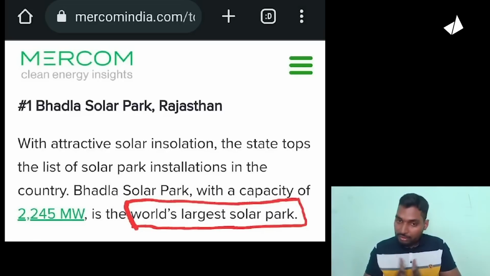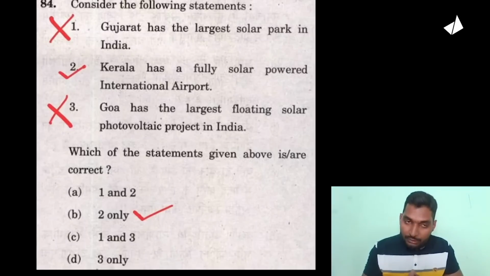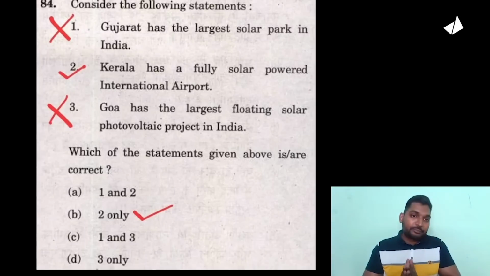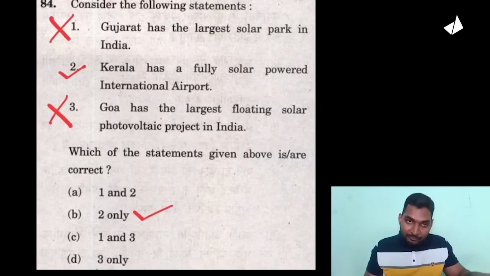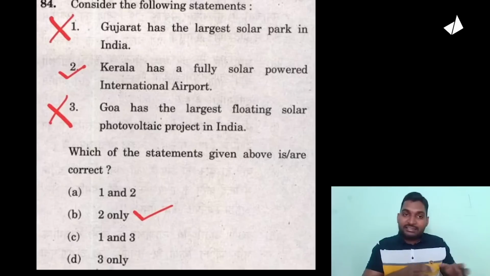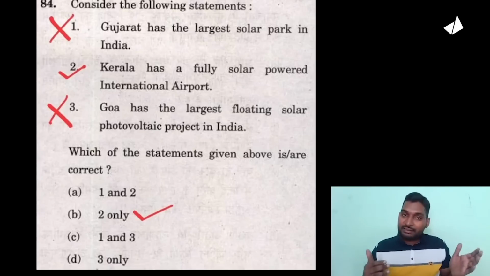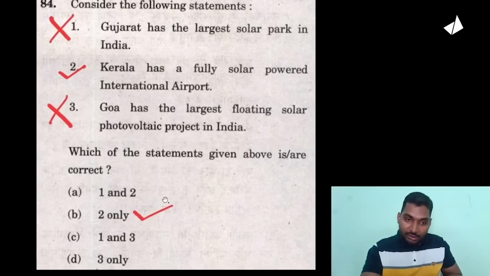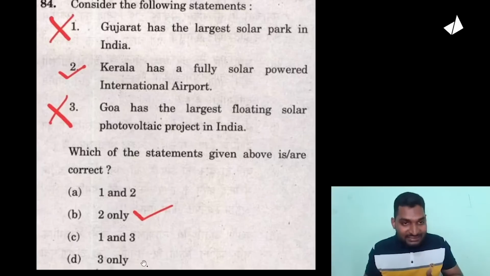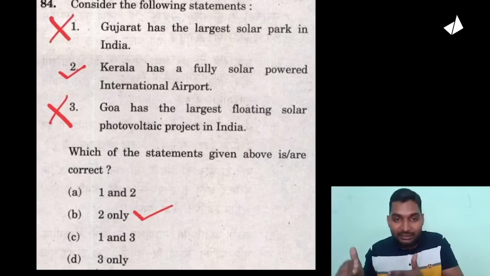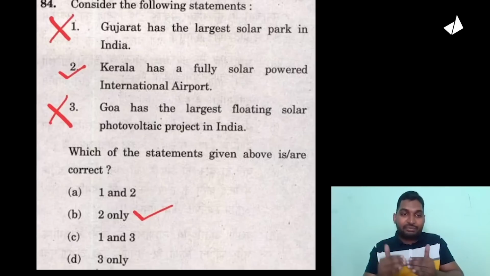solar park. All right. In the next year, in 2022 prelims paper, there was this question, and there were three statements. Statement 1 says Gujarat has the largest solar park in India, which is patently wrong. We have just seen that Bhadla park, which is in Rajasthan, is the world's biggest solar park. If it is the world's biggest, obviously it is India's biggest solar park as well. So if you eliminate statement 1, you are left with only B and D. So the choice between B and D becomes relatively much easier. Even in the worst case, we are stuck in a 50-50 situation.